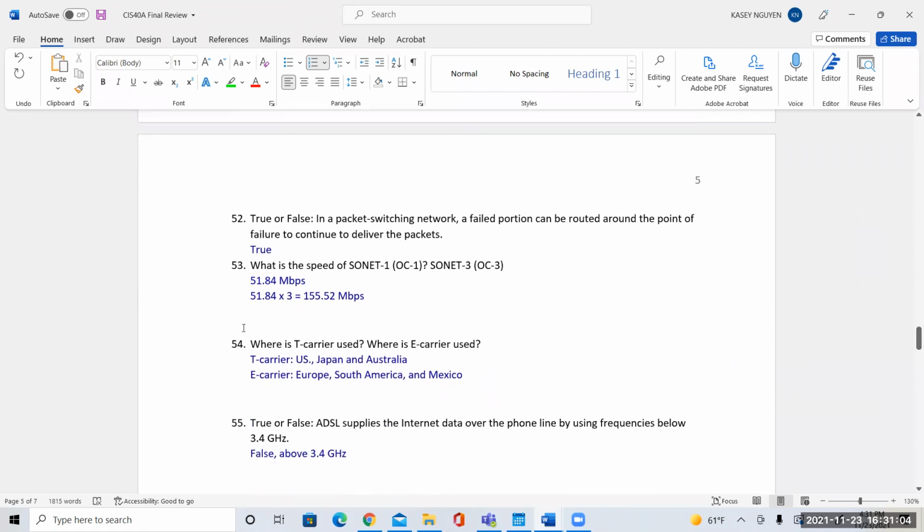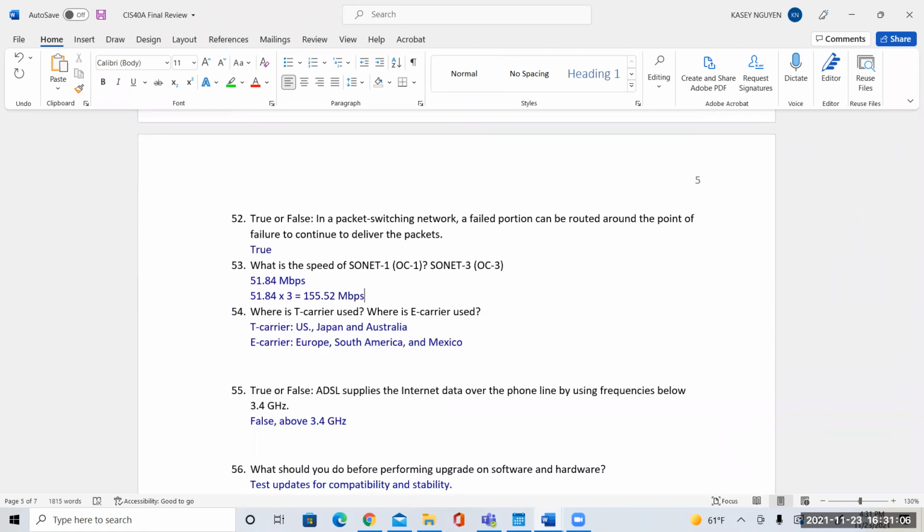Okay. Where is T-carrier used and where is E-carrier used? The way that I remember this is E stands for Europe. I always remember that, right? And then for T-carrier, that's us. That's tier 1, tier 2. So your T-carrier is US, Japan, Australia. And your E-carrier is Europe, South America, and Mexico.